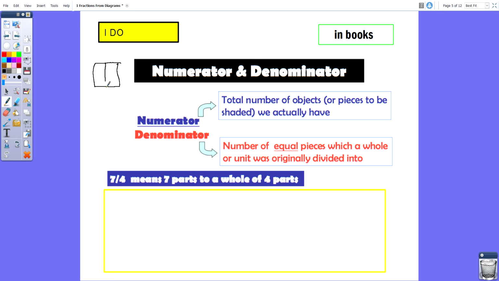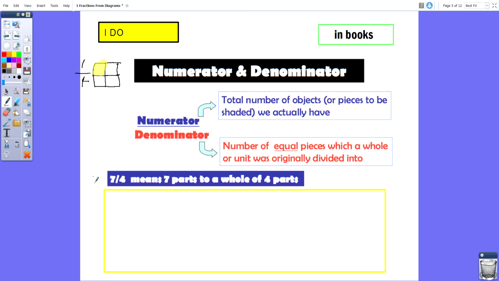It's very wonky. We're going to split it into 4 roughly equal parts. Forgive the fact my diagram is not the best diagram. And if I wanted a quarter of this square, I'm only considering 1 part here. So that's 1 part coloured in out of 4 equal parts. So this diagram here is representing a quarter.